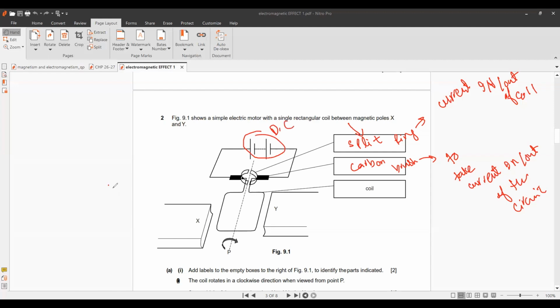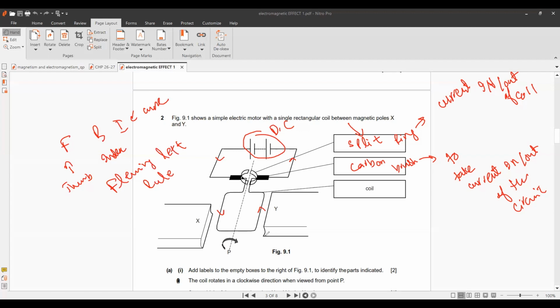Now Fleming's left-hand rule will apply here. According to Fleming's left-hand rule: thumb for F, index finger for B, and middle finger for current I. We know the direction of current is always from positive to negative. So across the coil, the current will be downward on this side and upward on the other side.